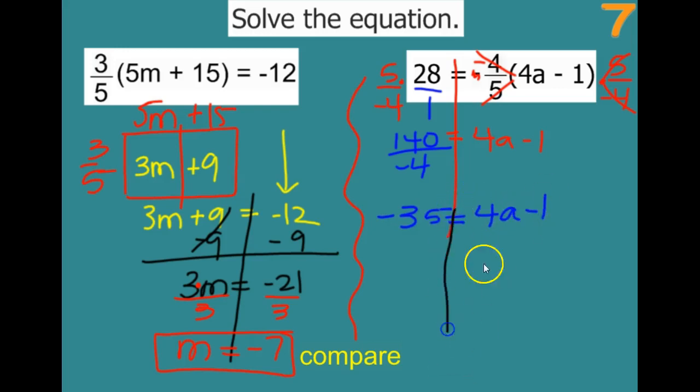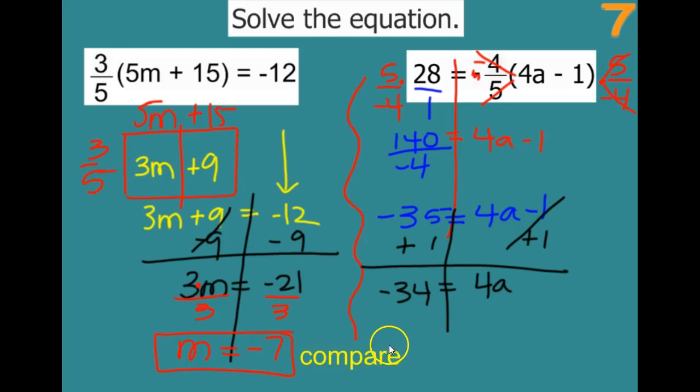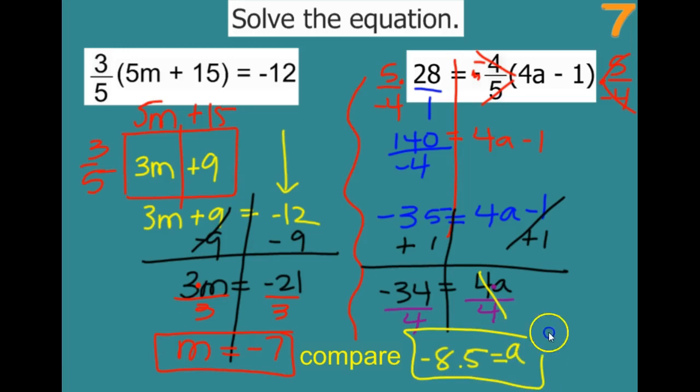And then solving this even further, get rid of just your addition or subtraction first, so add 1. Different signs here. This is more negatives. There's 34 more negatives. And then last, the opposite of multiply is divide. So negative 34 divided by 4 should give me a negative 8.5. So instead of dealing with a fraction the whole time, we got rid of that fraction right away.